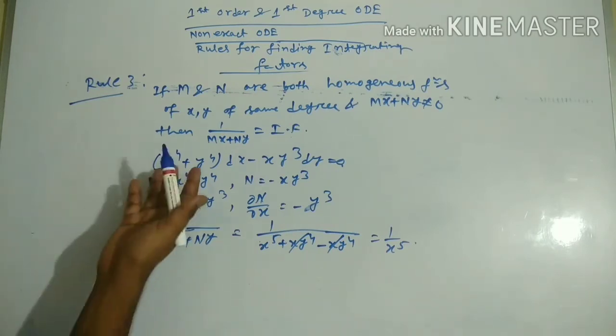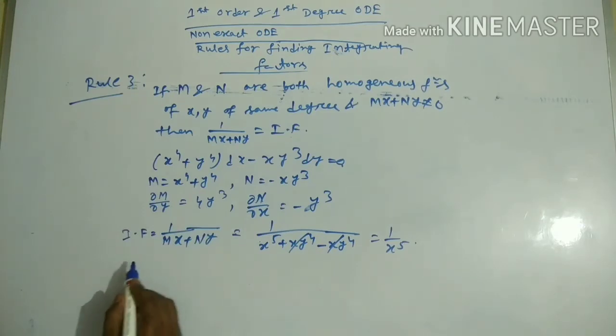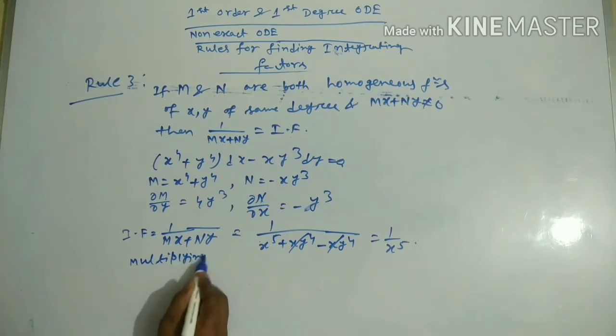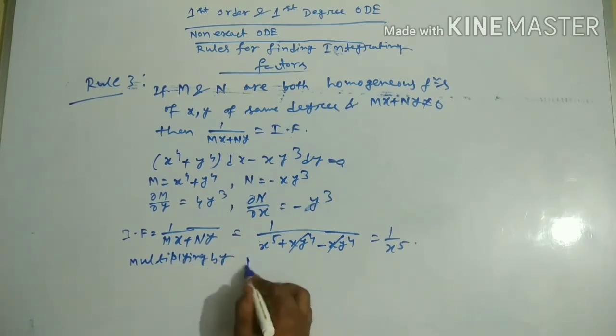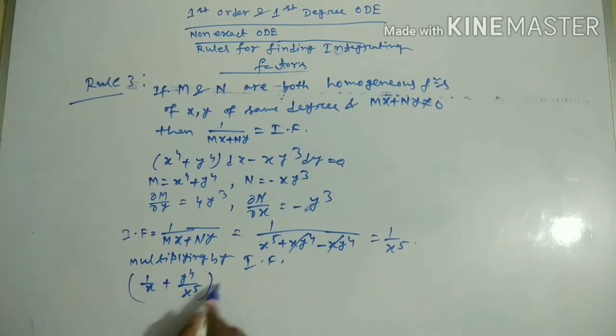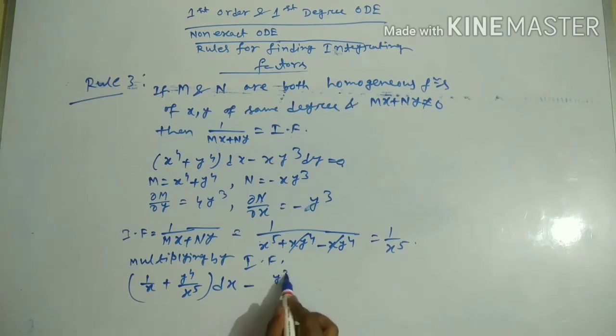So we will multiply this equation by 1 by x to the power 5. So multiplying by the integrating factor, this will be (1 by x plus y to the power 4 by x to the power 5) dx minus (y cube by x to the power 4) dy equal to 0. So already you know that this equation is now an exact equation.